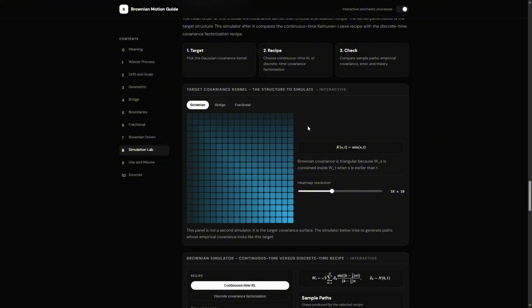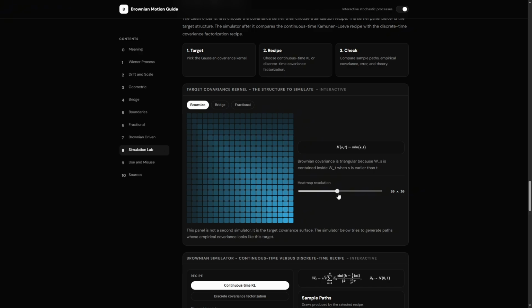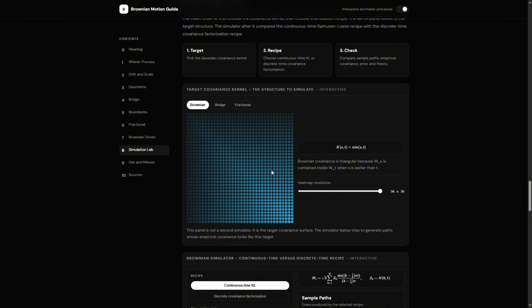If you pick Brownian, the kernel is k(s,t) = min(s,t). In plain English, the further apart two time points are, the less they have in common. But earlier time points are always contained inside later ones, because you got to the later point by passing through the earlier one. That's why the heat map is bright in the bottom right corner and fades toward the upper left.